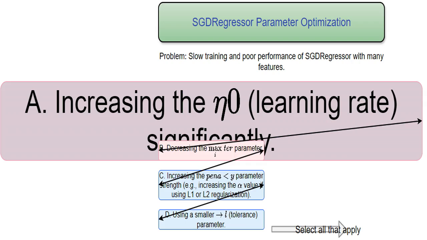SGDRegressor. Eta 0 is the learning rate. It controls how big of a step the algorithm takes towards the best fitting line, or hyperplane, with each iteration. A large learning rate might cause the algorithm to overshoot the optimal solution and fail to converge, like taking giant leaps while trying to find a specific spot. It would lead to poor performance.